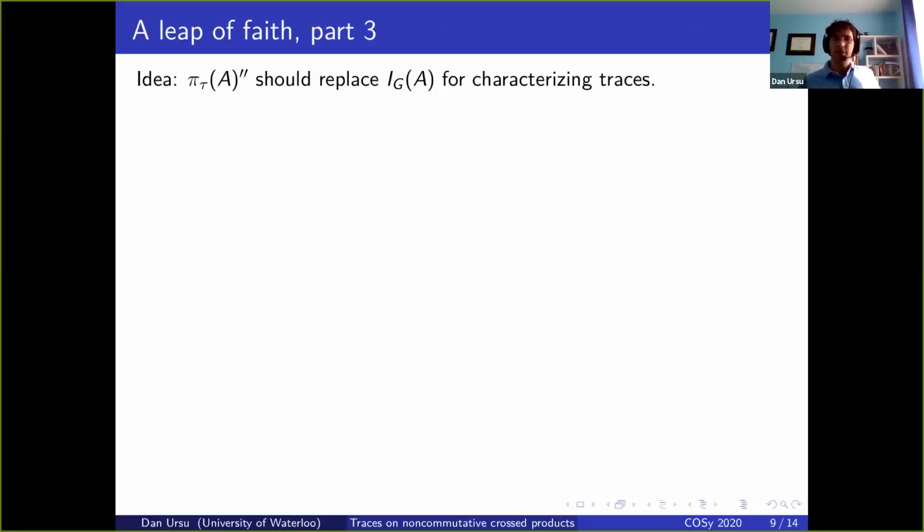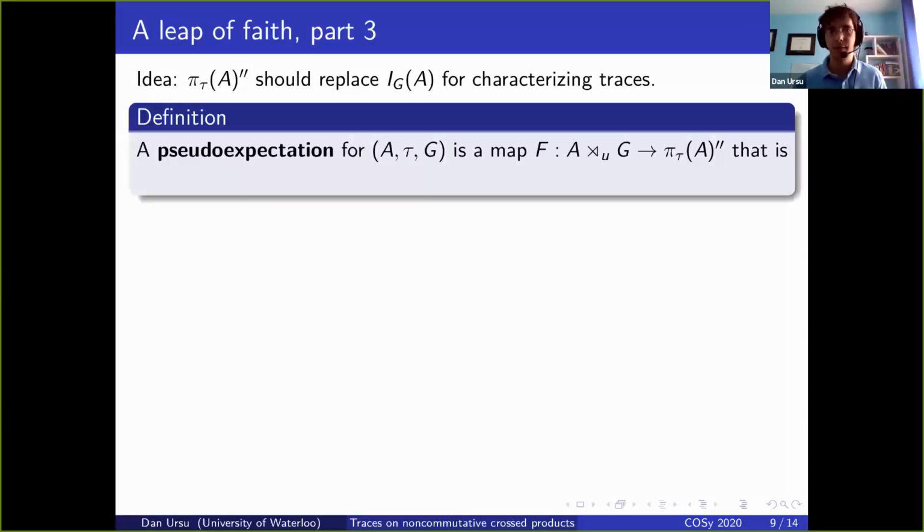But anyways, as I mentioned before, the double commutant under the GNS representation is the appropriate object that we should replace the G-injective envelope with if we want to characterize traces. So let's just take a leap of faith and redefine pseudo-expectation.